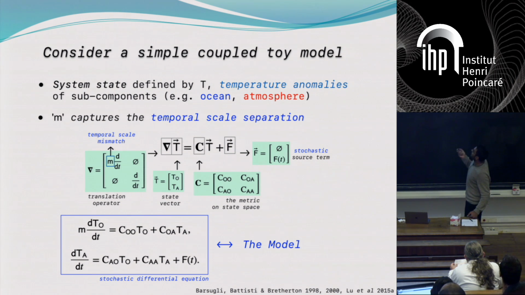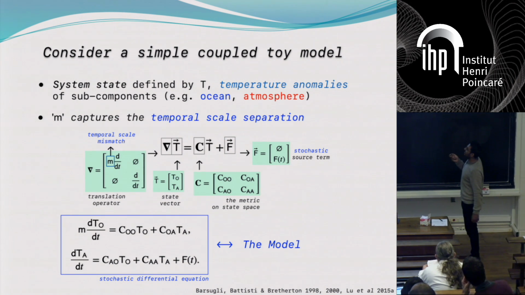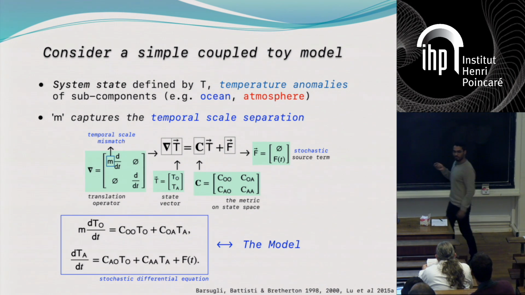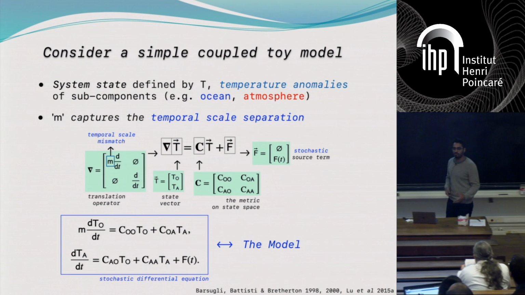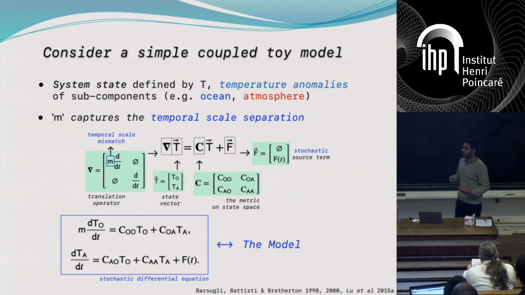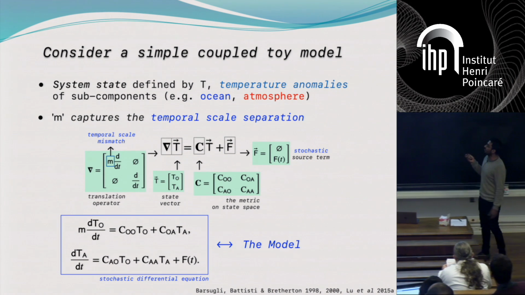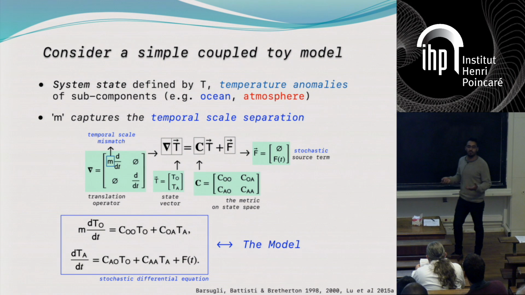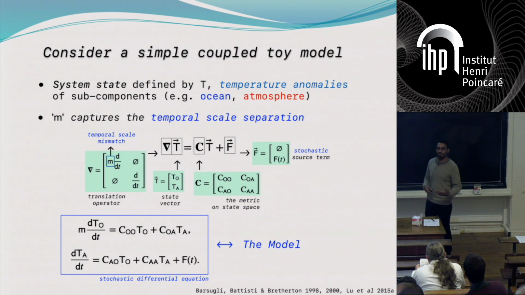And this model is simply defined by this linear equation in T, where the nabla here is a so-called translation operator in time. It has all the d by dt's, and there's m here in front of the ocean component, which basically controls how fast or how slow the ocean is going to move with respect to the atmosphere. Usually the value of m is larger than 1, which means that the ocean is moving slower than the atmosphere. And then you have a stochastic forcing term, which is only contained in the atmosphere, just to keep things simple and straight. It doesn't actually matter.